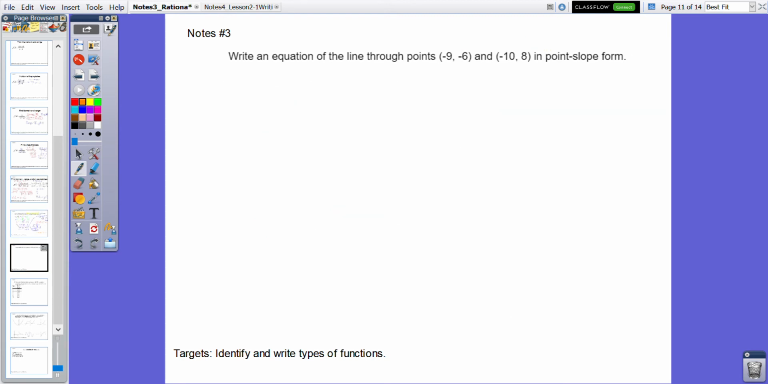Write an equation of the line through points (-9, -6) and (-10, 8) in point slope form. The most important point here is that we're looking at it in point slope form, which is exactly what we saw on the last page. So that's the equation y minus y1 equals m times x minus x1, like this.